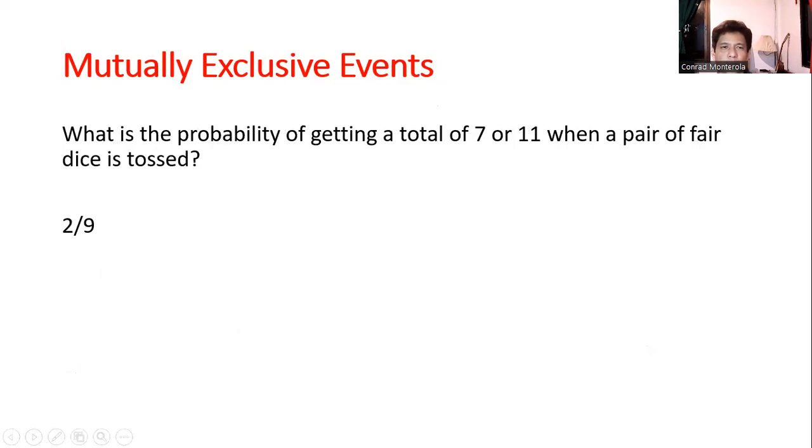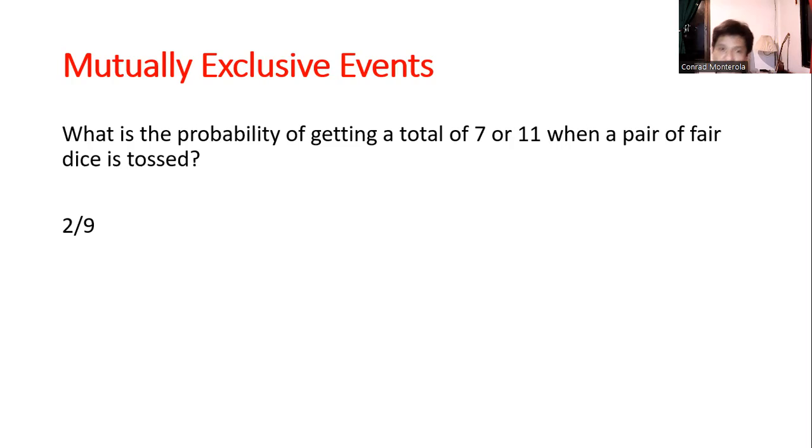Okay, another example for mutually exclusive event. What is the probability of getting a total of 7 or 11 when a pair of dice is tossed? Hindi ko alam kung nakakabutan nyo pa tong perya game na to, yung merong 7-11, high-low. High-low yung tawag nila dito. So, syempre, you need to calculate how many possible combinations ba, nung dalawang dice.